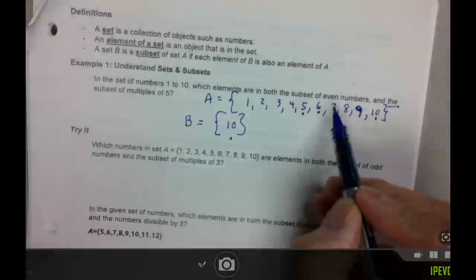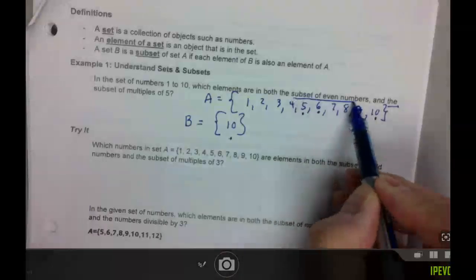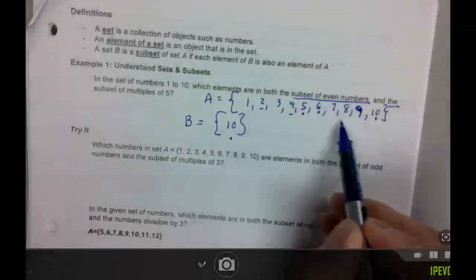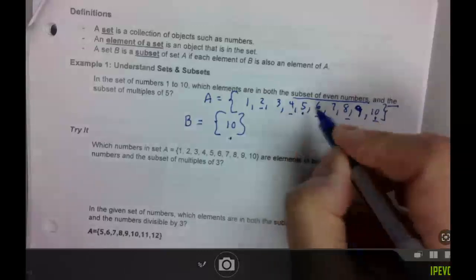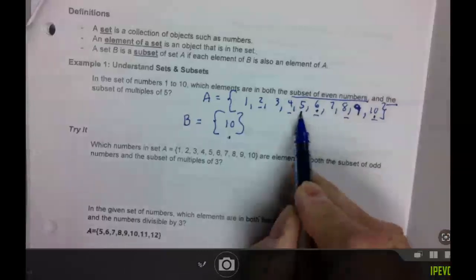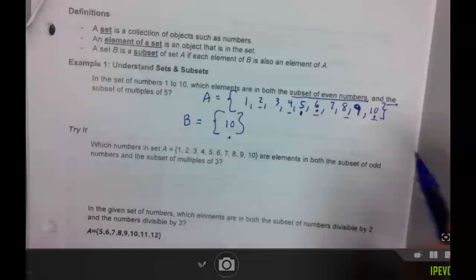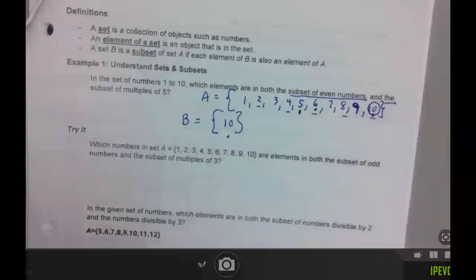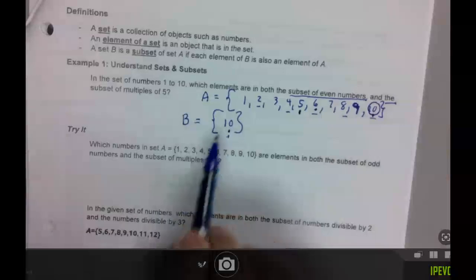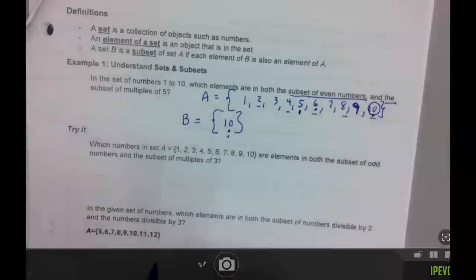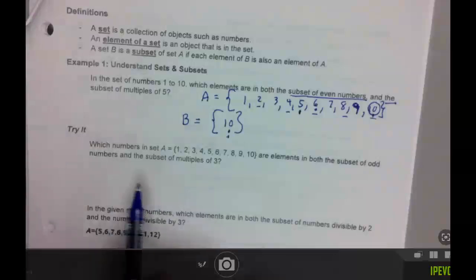Okay. Even numbers are 2, 4, 6, 8, 10, right? But they also have to be multiples of what? 5. Correct? Is 5 an even number? No. Is 10 an even number and a multiple of 5? Yes. Makes sense? A little better? Okay. All right, let's do this together.